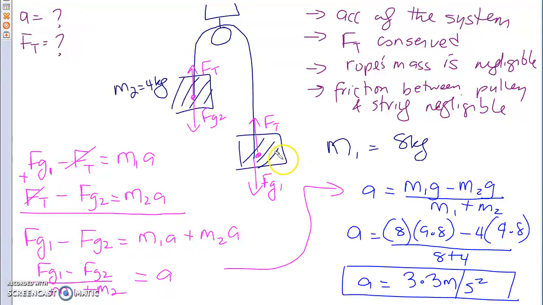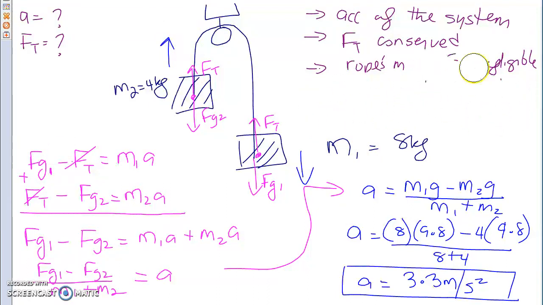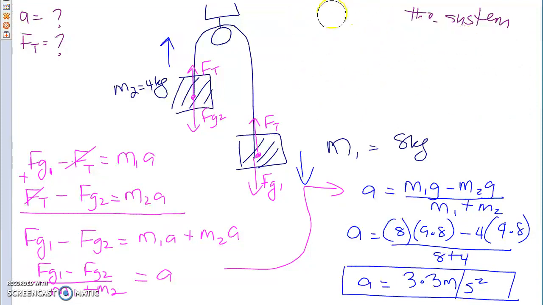Now, of course, acceleration is going to be down for this mass right here and up for that mass right there. That is the acceleration of the system. Both of my objects will have exactly the same acceleration. Okay? Now, the next thing that we're going to do, once we've figured out our acceleration, is to figure out what my tension is.